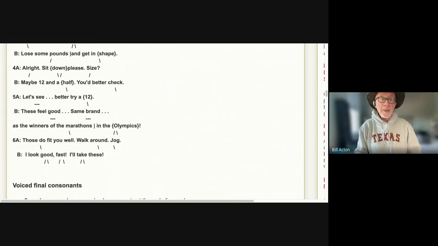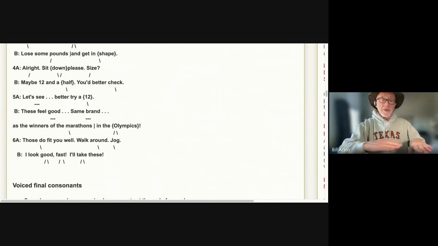And then 4B. So Bob's thinking here, says maybe a 12.5. So fall and fall. Maybe a 12.5. You better check. 5A. So flat and fall. Better try a 12. Then B, Bob's talking again.